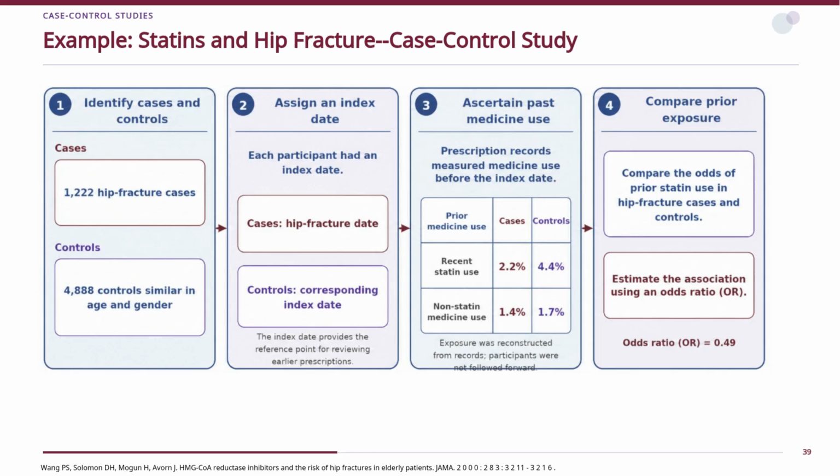Computerized prescription records were used to determine whether each case and control had used a statin or a non-statin cholesterol-lowering medicine before the index date. Among the cases, 2.2% had used a statin during the 180 days before the index date. Among the controls, 4.4% had used a statin during the same period. A non-statin cholesterol-lowering medicine had been used by 1.4% of the cases and 1.7% of the controls. The researchers then estimated the association using the odds ratio, which came out to be 0.4, indicating a protective effect of statin on hip fracture.